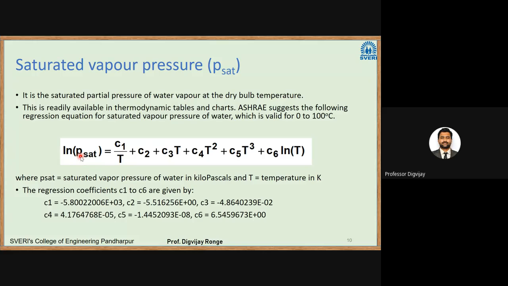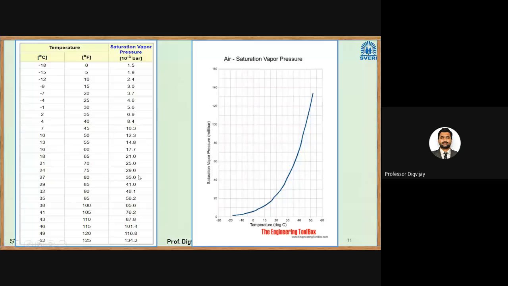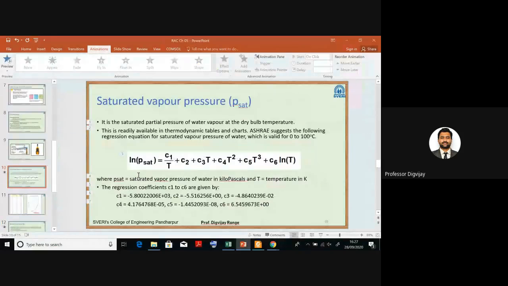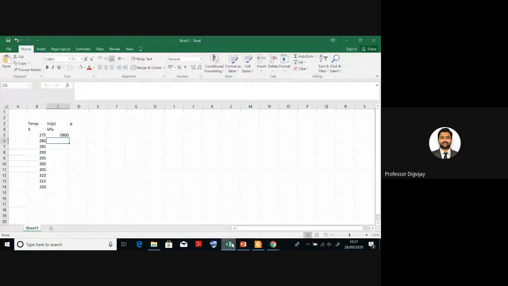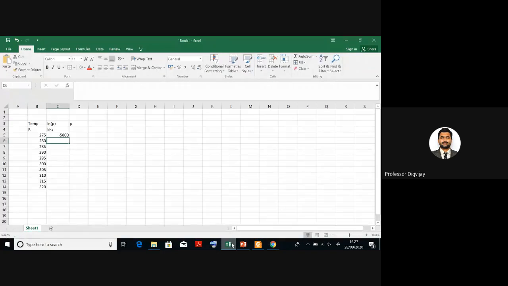So I'll tell you another very good tool, that is Microsoft Excel. In Excel also you can do various calculations. So for the time being I will do this calculation in Excel. I will show you how to draw the graph for various values and how to conduct that regression analysis. So I have opened one window here.